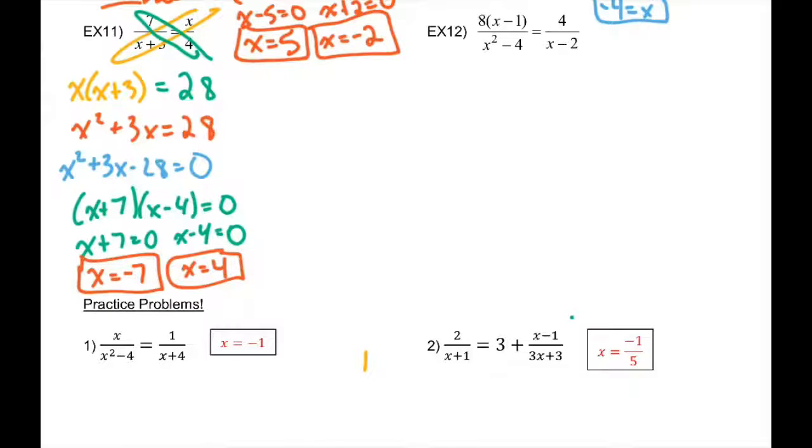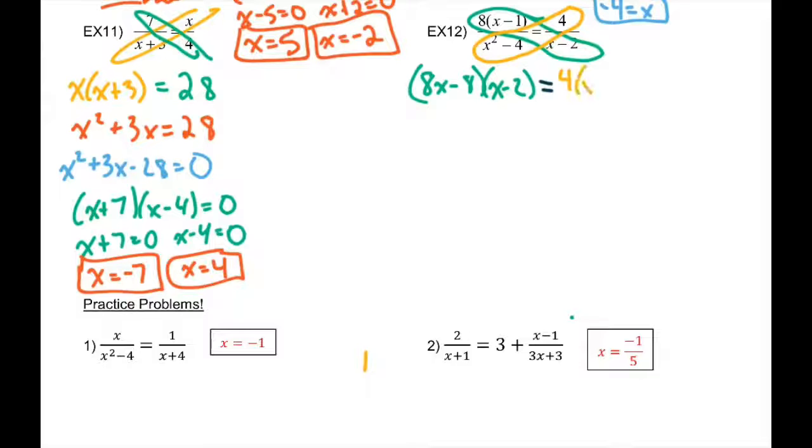Let's do another one like that, cross multiplying. So we're going to multiply the numerator of one side by the denominator of the other. So if I do all that, it's going to be 8x minus 8 all times the x minus 2. And that's equal to the other numerator times the other denominator. So that's a 4 times x squared minus 4. So I'm just going to expand all this stuff out. We get 8x squared minus 8x minus 16x plus 16 equals 4x squared minus 16.